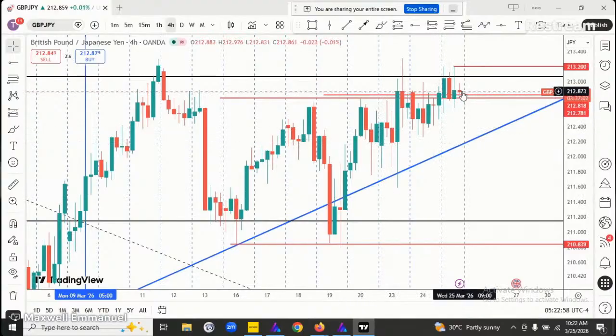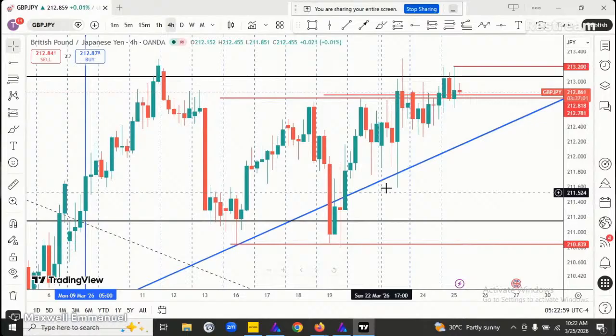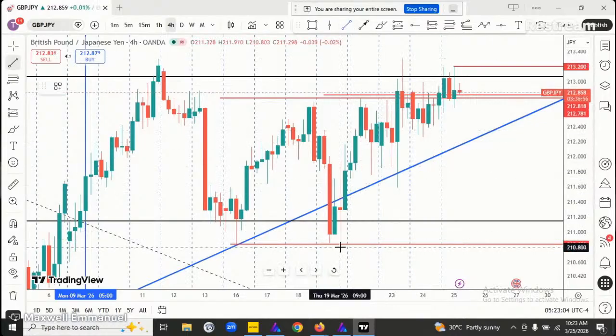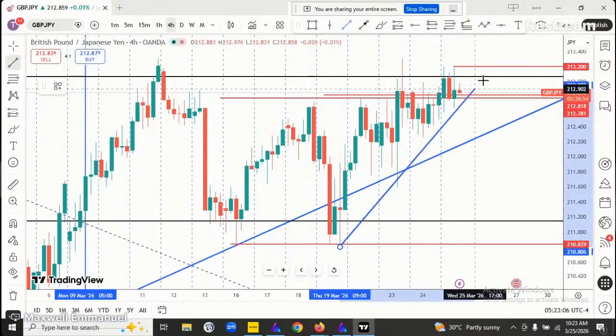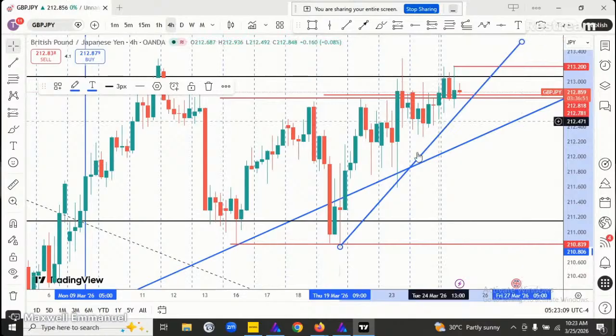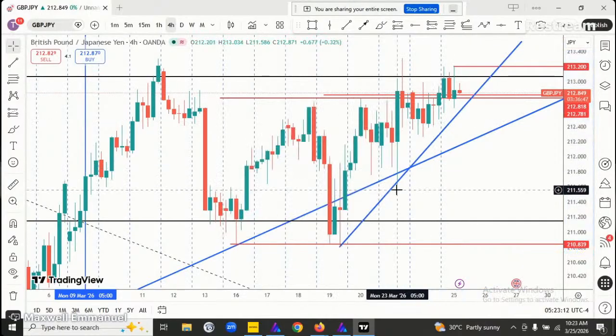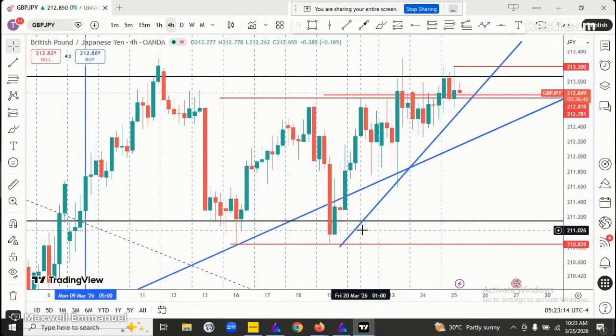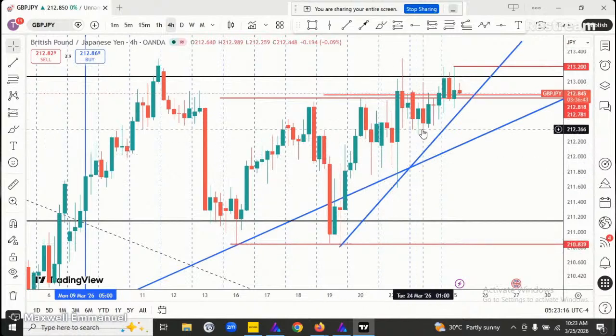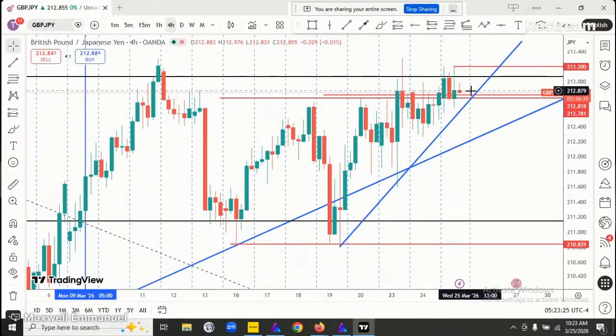I would love to see GJ sweep all these lows, all this liquidity. There are a lot of stop losses residing at these lows. That's my expectation on GJ. So you can take the trade on GJ, you can sell GJ.